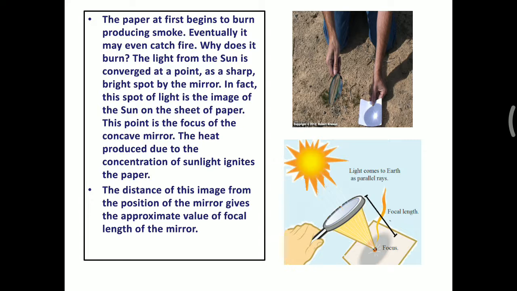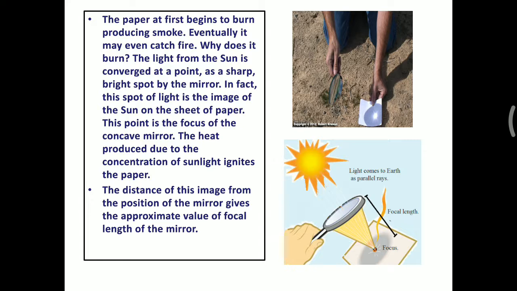The distance of this image from the position of the mirror gives the approximate value of the focal length of the mirror. And look at the image. Here I have given two images. In the first image, I already said that the spot looks like the sun. So that is nothing but the image of the sun. When we hold the paper and the mirror for a few minutes in the same position, the fire will occur.